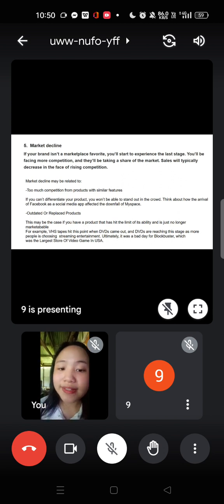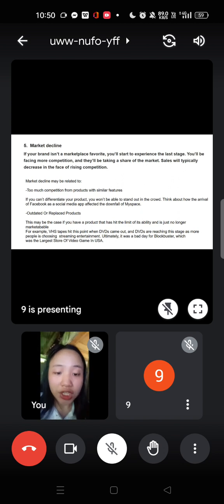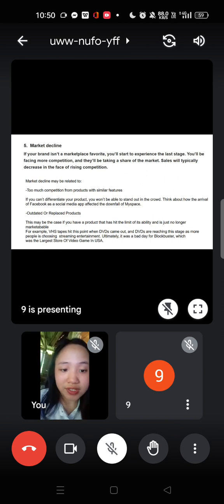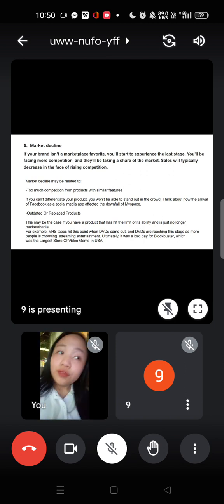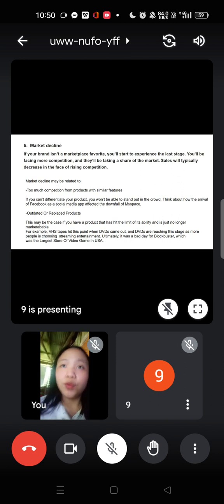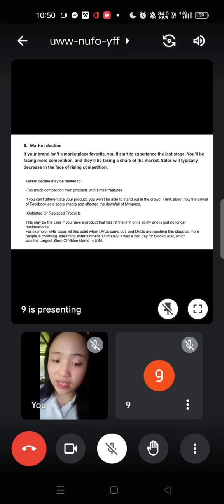And the second one is outdated or replaced products. It is also a cause of market decline, because as in the examples here, when VHS tapes became popular and then DVDs came, VHS tapes became obsolete, and then ultimately from DVDs it became online streaming devices, and that's the new trend now, and we can't do anything about it. But if it's declining and it's no longer in trend, then I guess it declines.